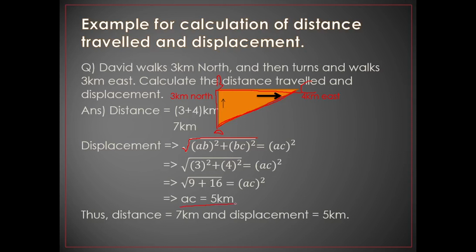So AC equals 5 kilometer. Sorry, 5 kilometer. Then thus the distance is 7 kilometer and the displacement is 5 kilometers. See, the total distance is 7 kilometer and the displacement is 5 kilometer.